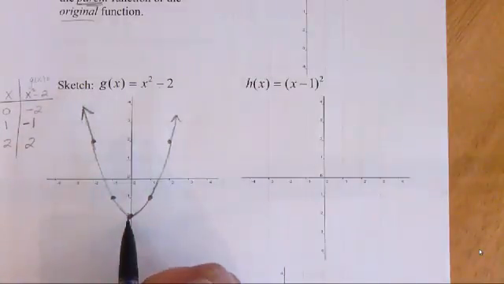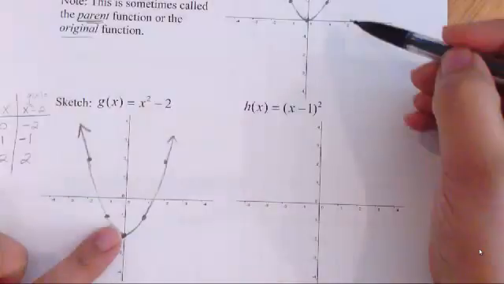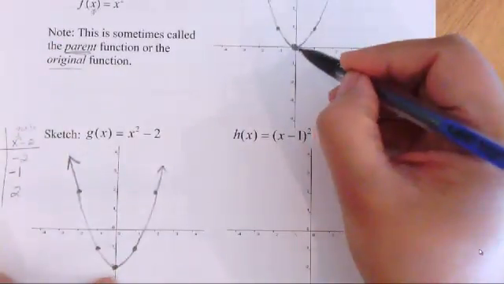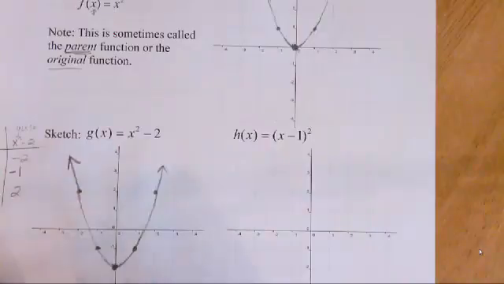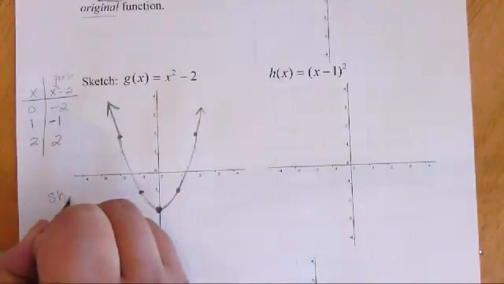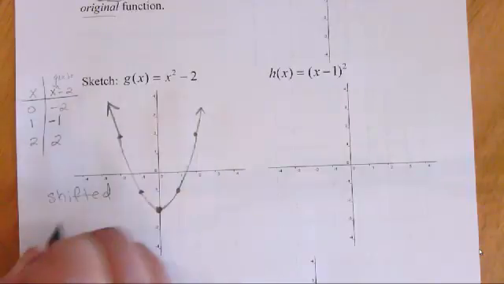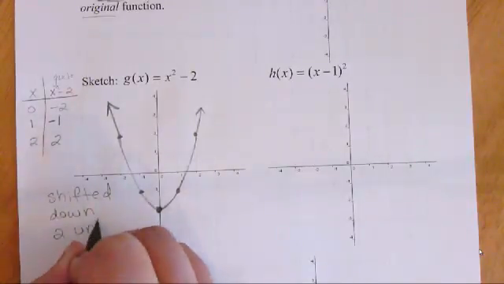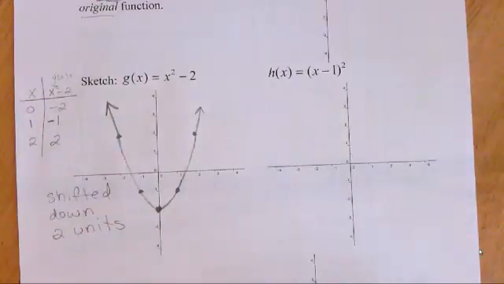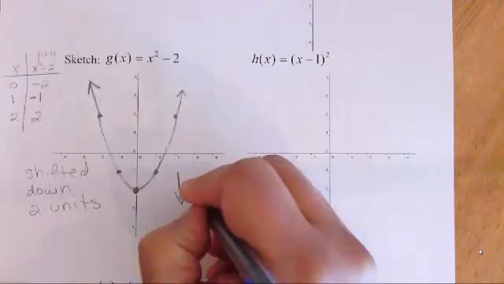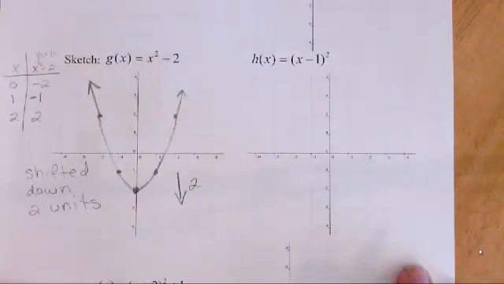So now let's look at this graph, g of x, and compare it to our original parent function. What do you notice about the vertex? Where has it moved? How has it moved? If you look at every single point, it has shifted down 2 units. So we've got a movement downwards of 2.